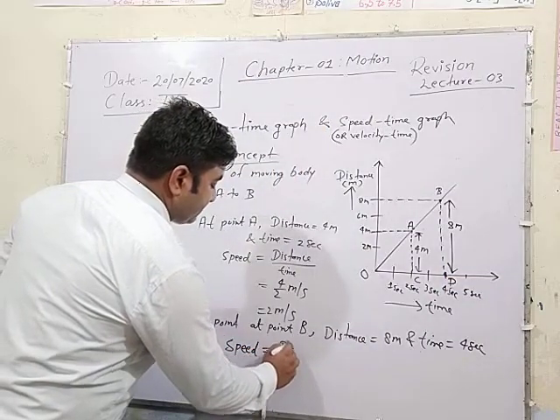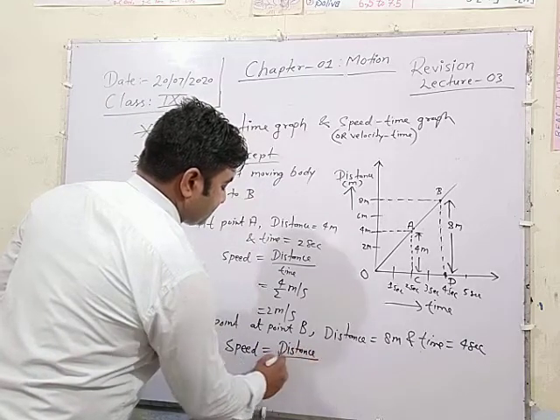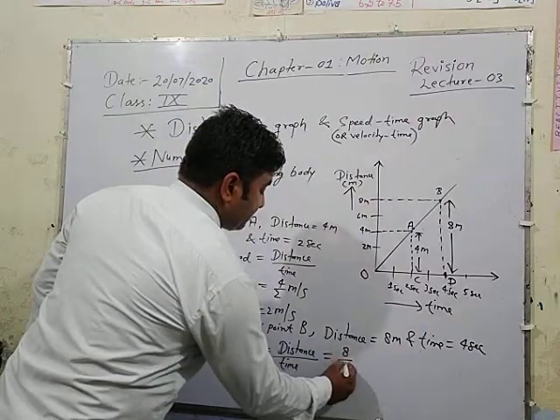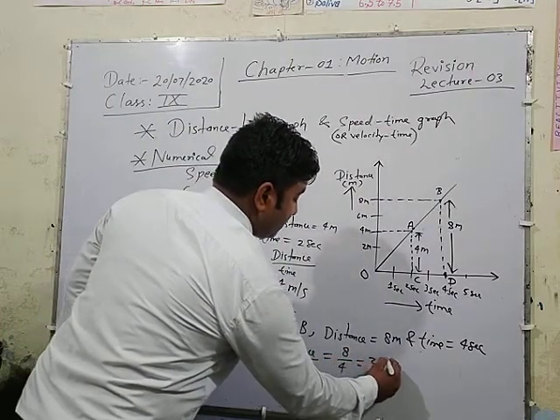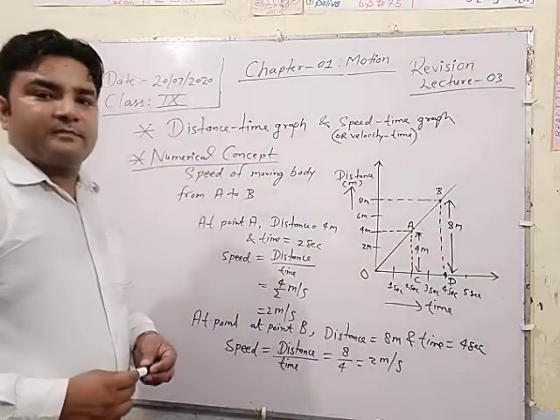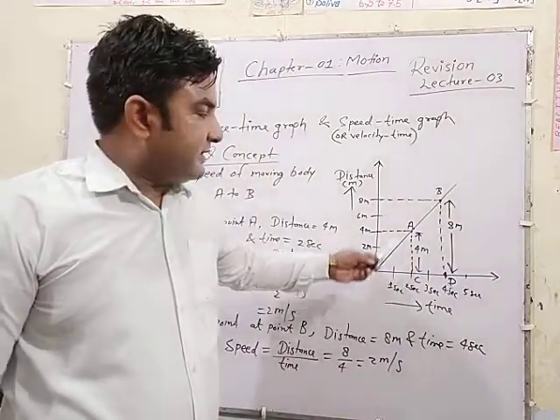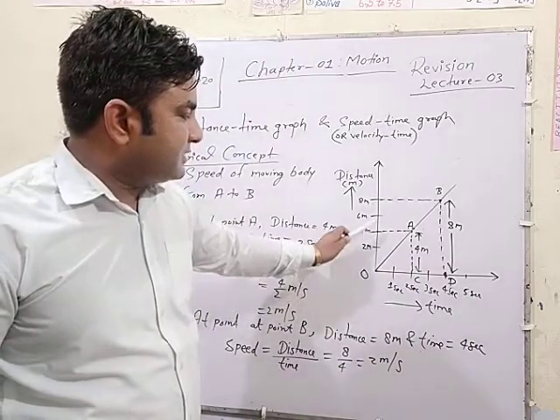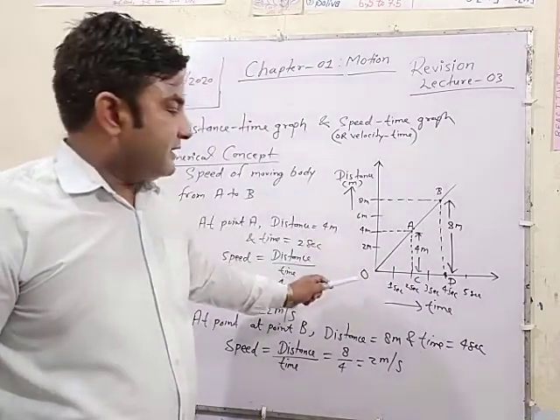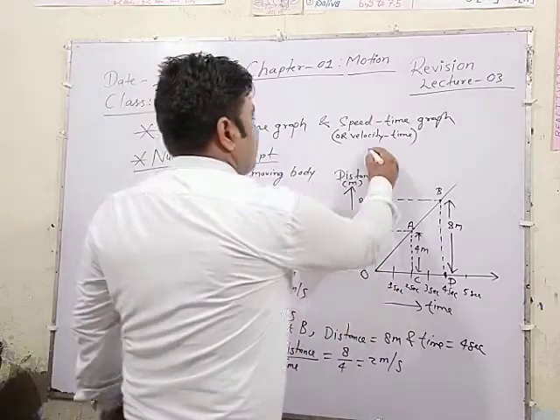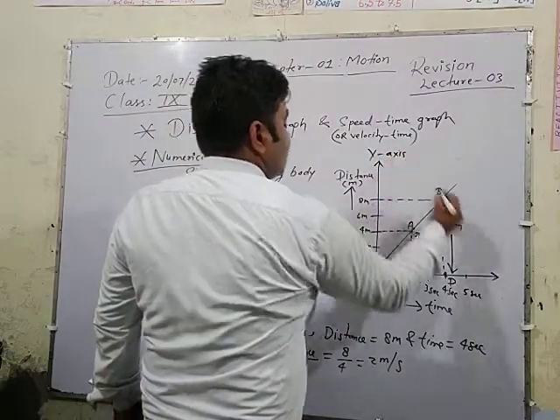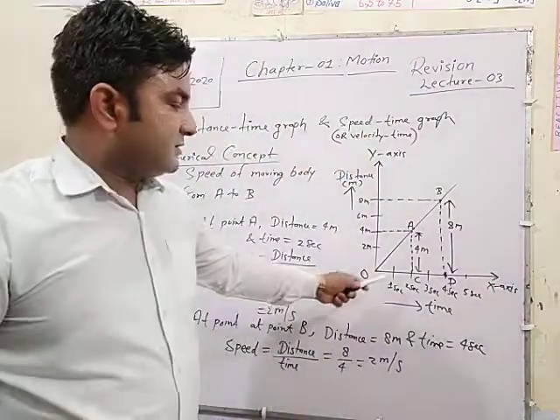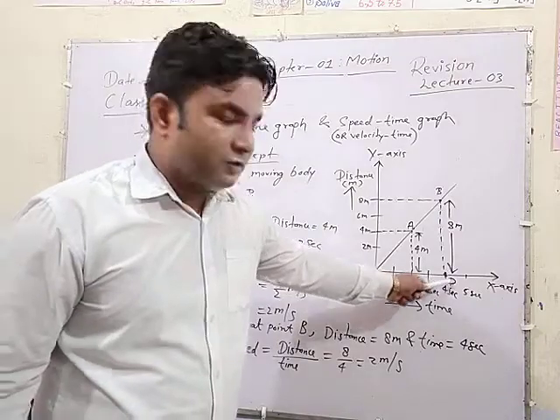distance upon time. Distance upon time is equal to what? 8 upon 4 is equal to 2 meter per second. Here, if the data is not clear, then I am speaking what the value is given. Along the y-axis, 2 meter, 4 meter, 6 meter, 8 meter. And along the x-axis, this is the y-axis and this is the x-axis. Along the x-axis, 1 second, 2 second, 3 second, 4 second.